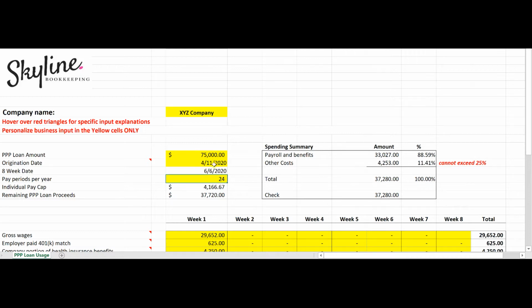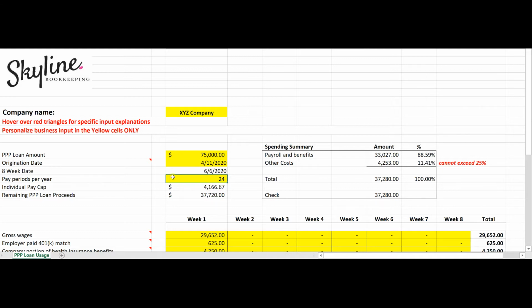Right here, I'm just filling in my origination date, and then that will calculate the 8-week time period, so I know what time frame I'll be recording my expenses for. My origination date is on 4/11, and that 8-week time range goes from 4/11 through 6/6.